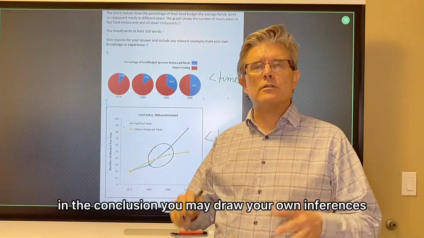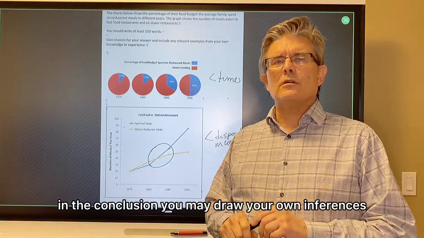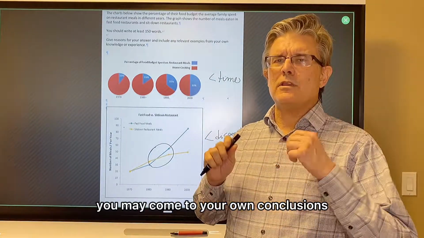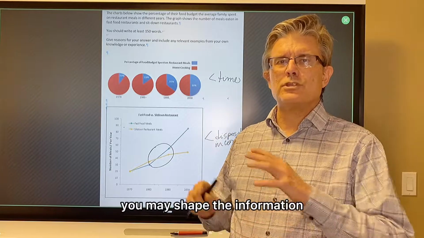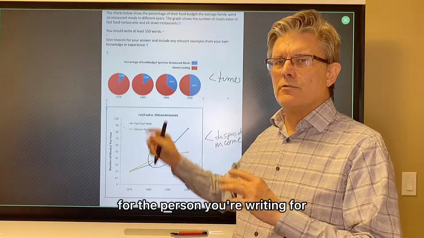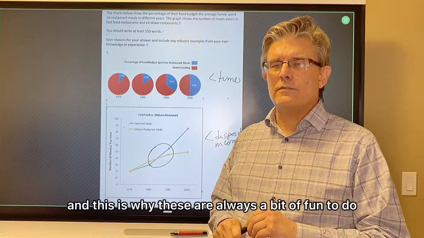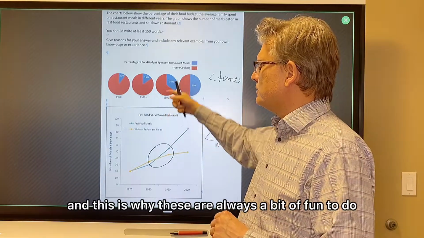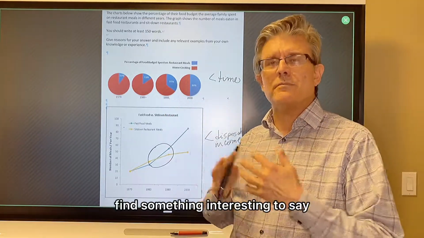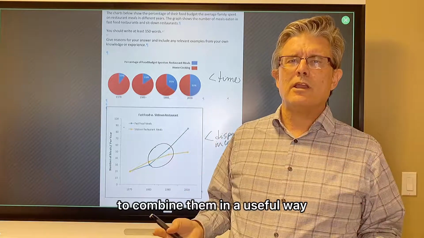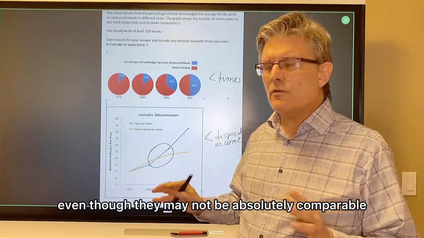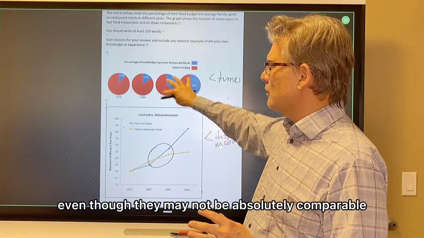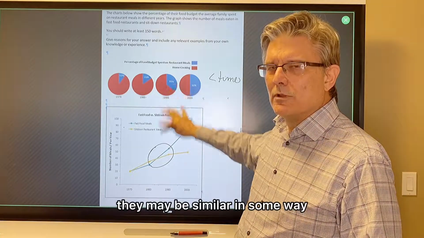Now remember, in the conclusion, you may draw your own inferences. You may come to your own conclusions. You may shape the information for the person you're writing for. And this is why these are always a bit of fun to do, because you can maybe find something interesting to say to combine them in a useful way. Even though they may not be absolutely comparable, they may be similar in some way.